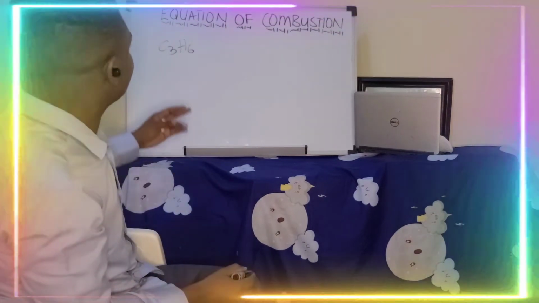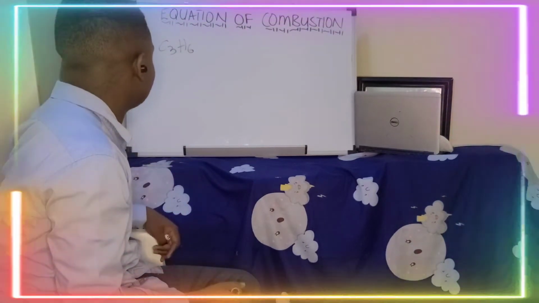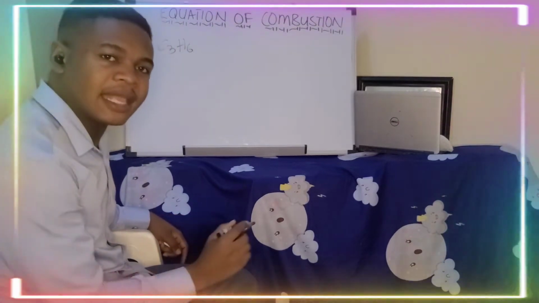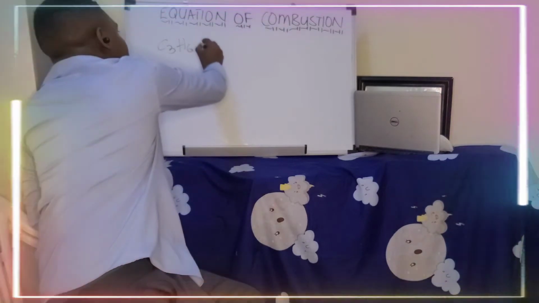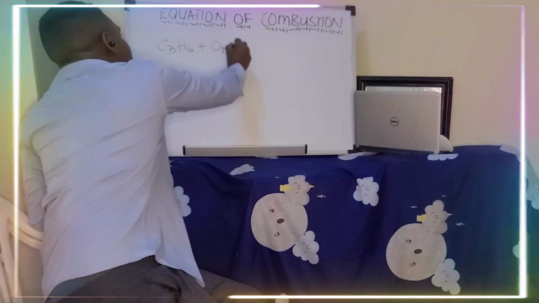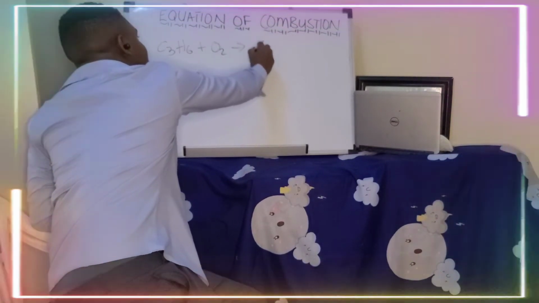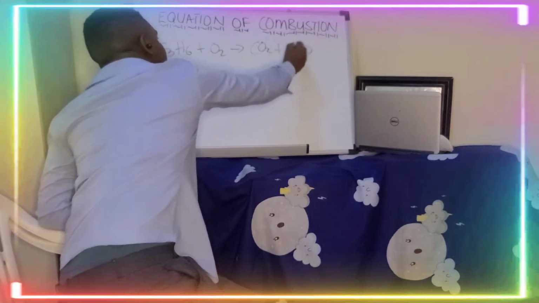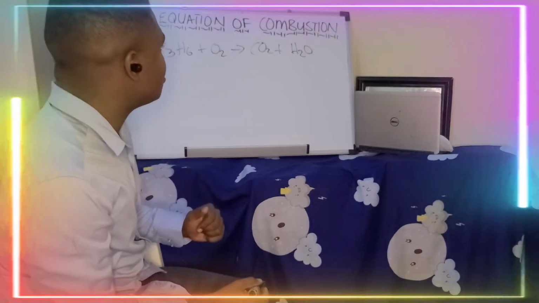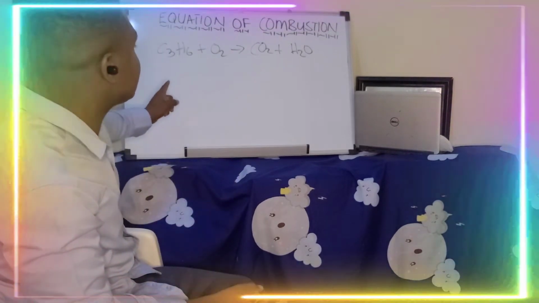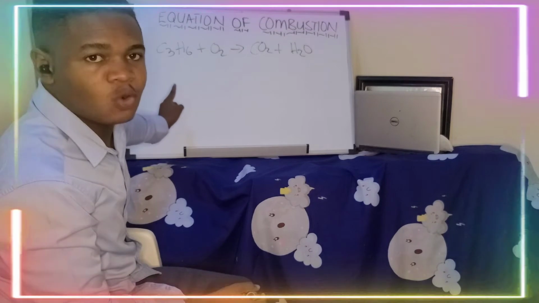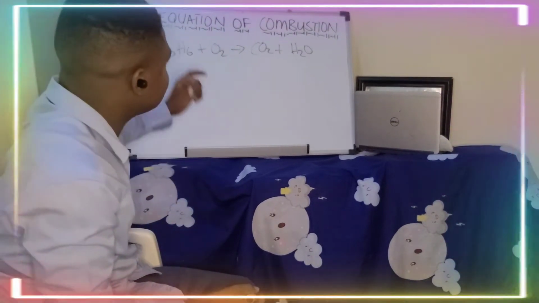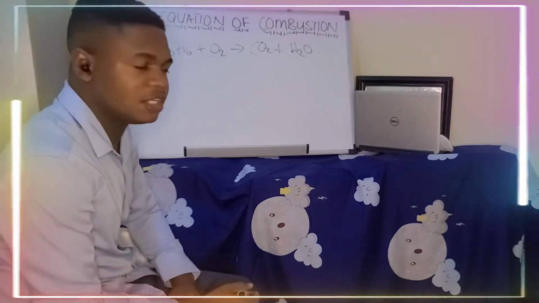Let's say we have got C3H6, which is our propene, an alkene. It means that if you react it with oxygen, you're going to get carbon dioxide plus water. So in organic compounds, each time you react an organic compound with oxygen, you always get carbon dioxide and water. That is the general combustion equation, right?